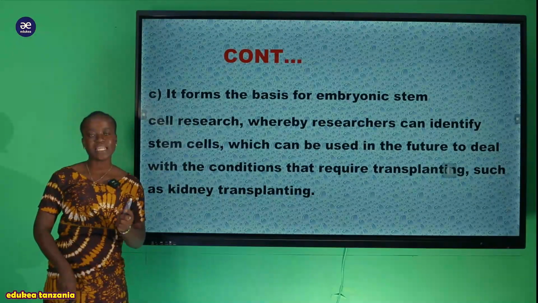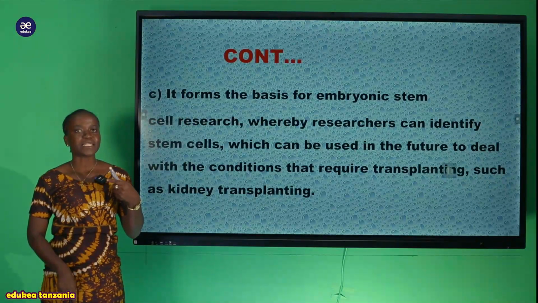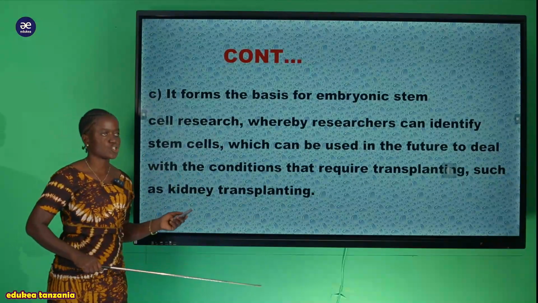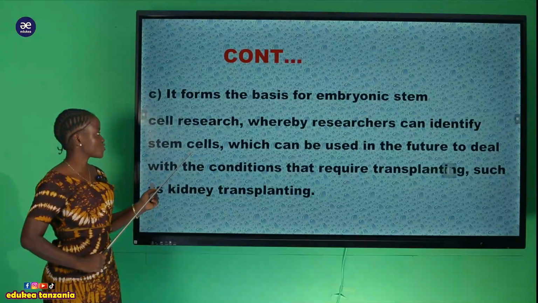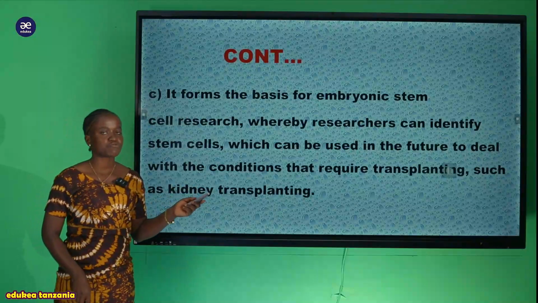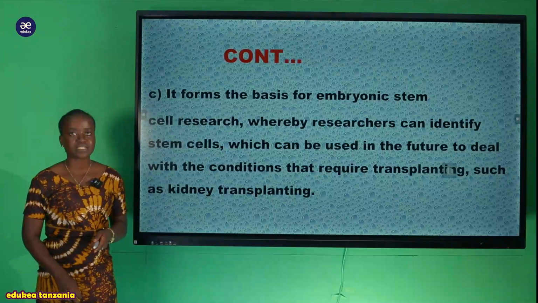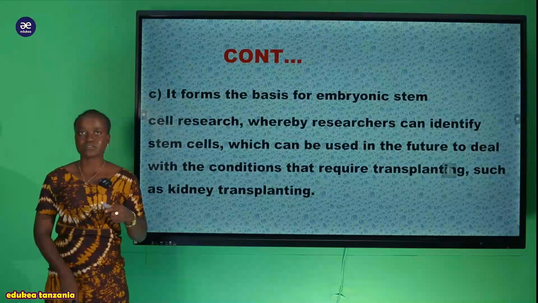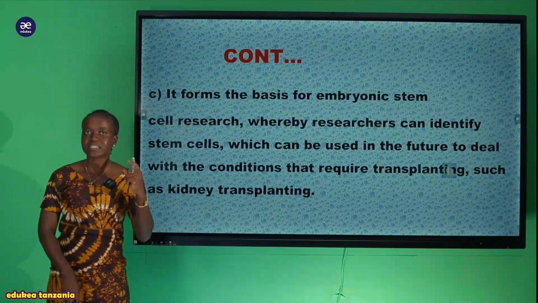Kwa ina maana kwamba the study of this cell differentiation inapelekea tunasema kwamba it gives the basis of embryonic stem cell research. So wale researchers wanaweza identify the stem cell which can be used in the future to deal with the condition that require transplanting. So in order for transplanting to occur in any part of a living organism, for instance, the kidney transplanting, the researchers or the doctors or the scientists, they have to identify in which place there is a stem cell.